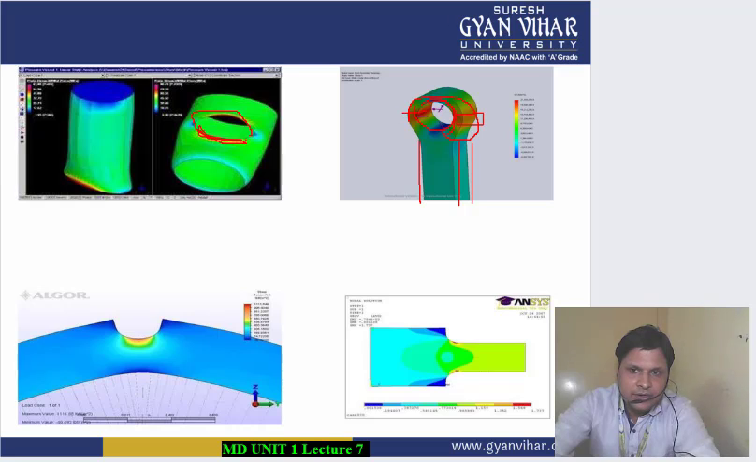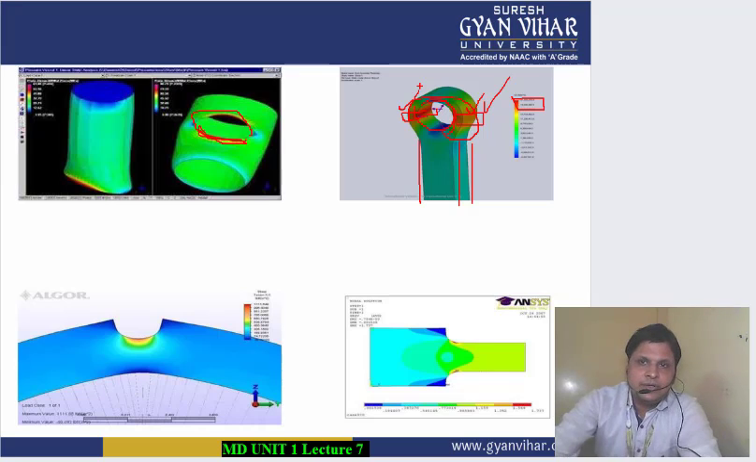How do you know that this area has become weaker? Because there is large stress. This is the red zone area. Red zone area means there is maximum stress at this particular area. So this zone which is showing red in color is showing you that the stress concentration is high at this point.